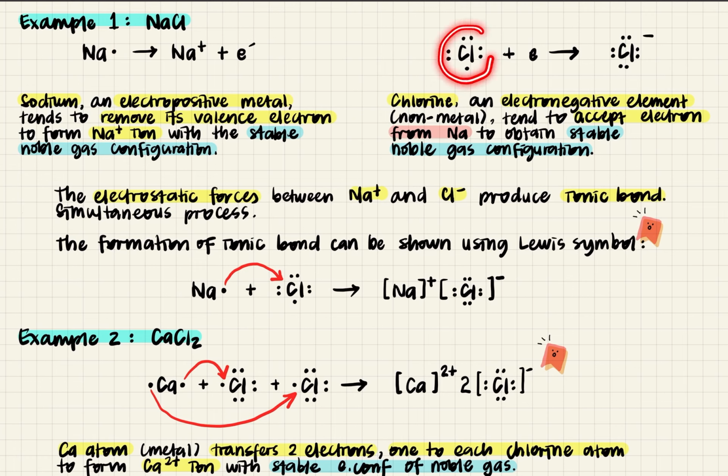Now chlorine. The chlorine atom is in group 17. It is an electronegative element, so this non-metal will tend to accept an electron. So basically, who does it accept the electron from? It accepts from Na. Okay, so look here, it has only 7 valence electrons. It needs 1 more electron to achieve the stable noble gas configuration. So chlorine will accept 1 electron from sodium to obtain the stable noble gas configuration.